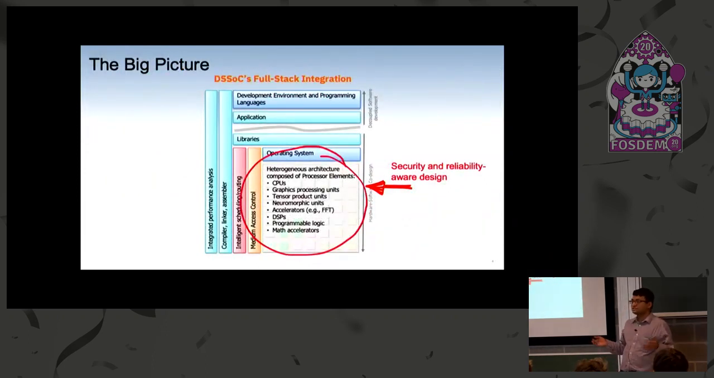As a larger context, even the preceding two talks from Luca and Skylar were in the larger ambit of the DSSoC program, which is sponsored by DARPA, and which looks at an entire stack of building heterogeneous SoCs. In this talk, we particularly focus on security and reliability-aware design, in this case for CPUs, but it can be easily extended to a whole bunch of hardware units as shown here.